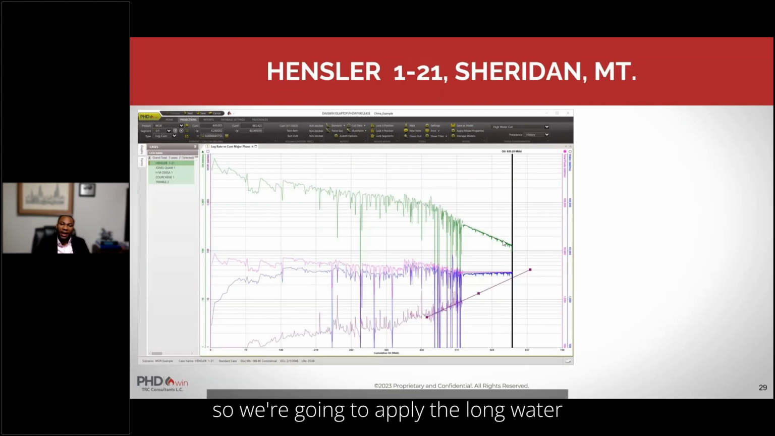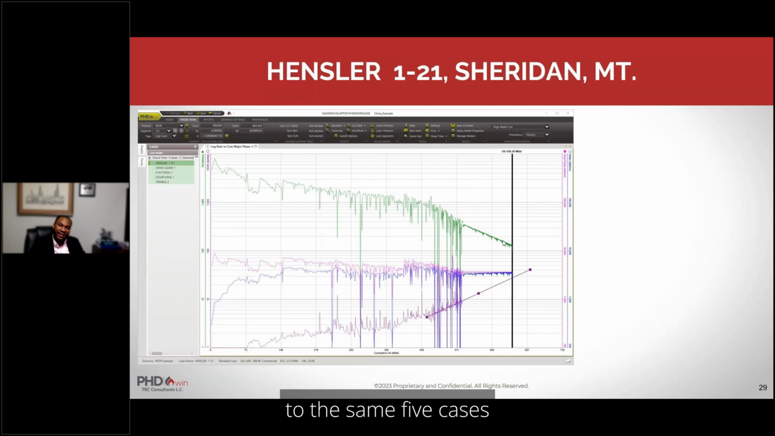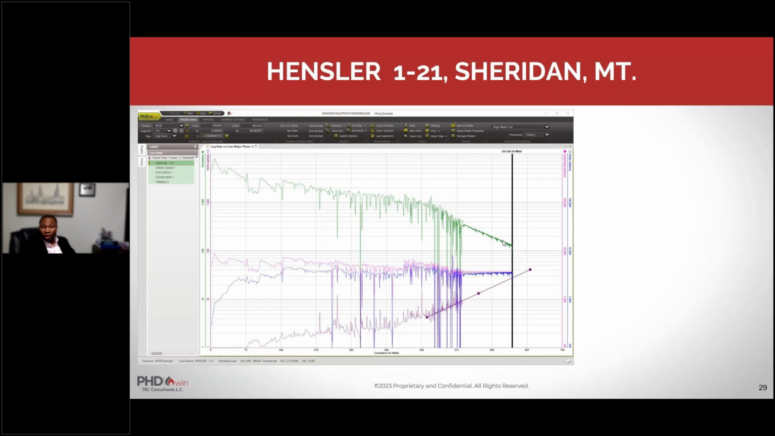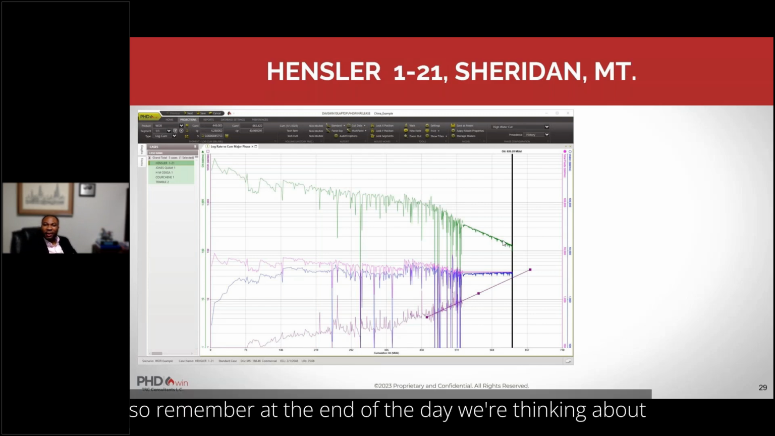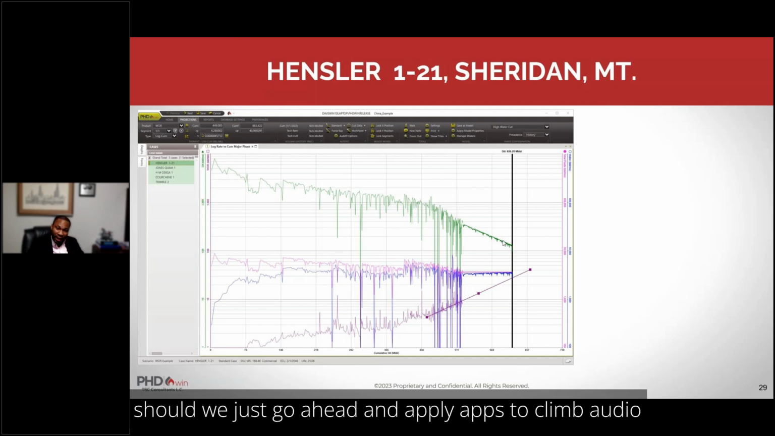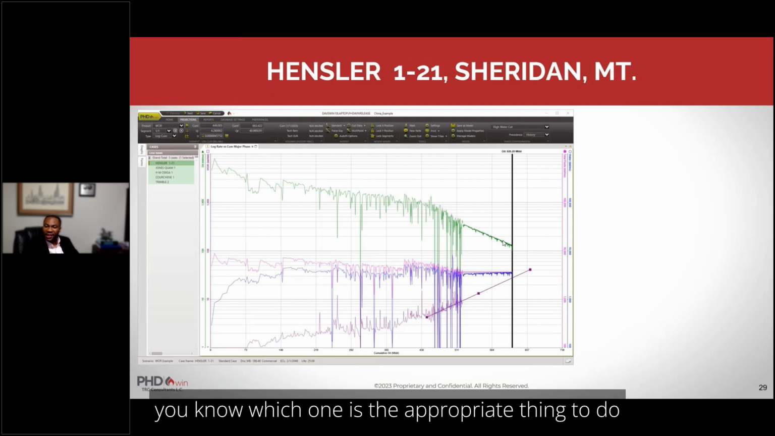So we're going to apply the log water-oil ratio versus cum oil plot methodology to the same 5 cases we discussed earlier with the Arps decline model. Remember, at the end of the day, we're thinking about a high water drive, high water cut reservoir. Which is the appropriate method? Should we just apply the Arps decline model, or should we consider other methodology? Which one is the appropriate thing to do?